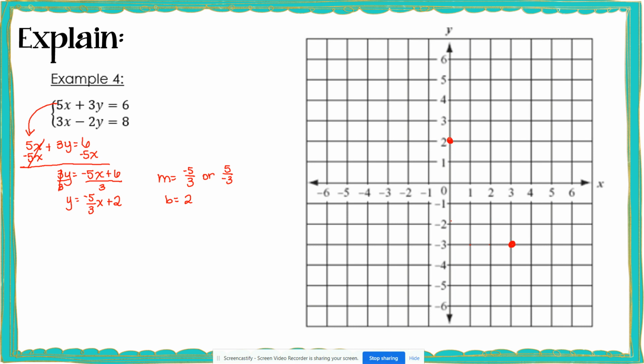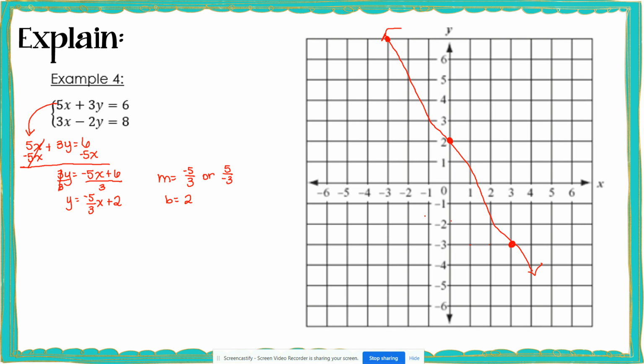If we had done the other one, which was positive 5 over negative 3, starting from here, we could go up 5, 1, 2, 3, 4, 5, and then left 3, 1, 2, 3. So you can see that we can connect these points and make a line, although my line is not a good line.